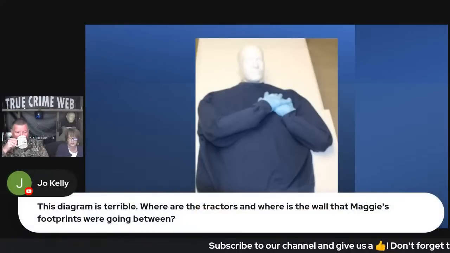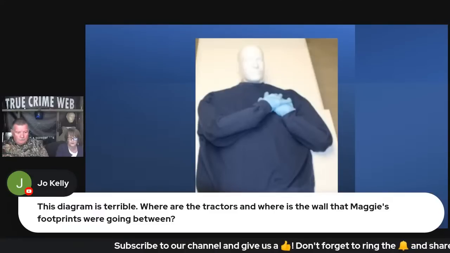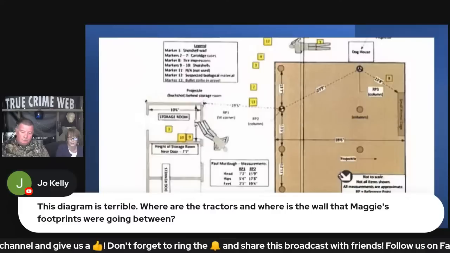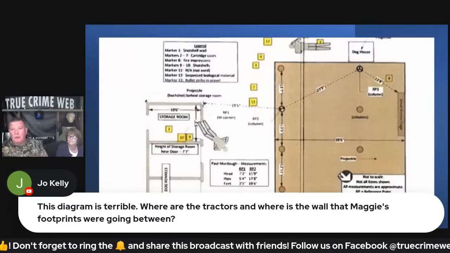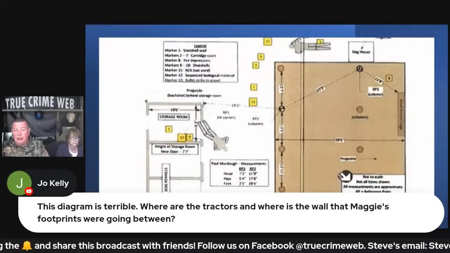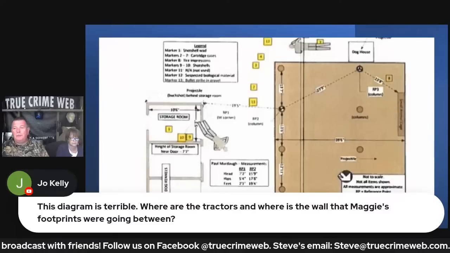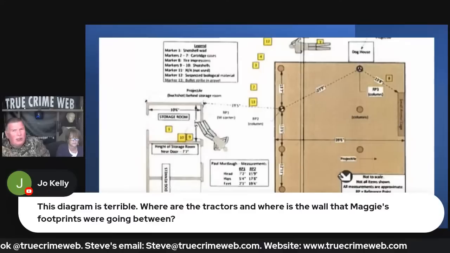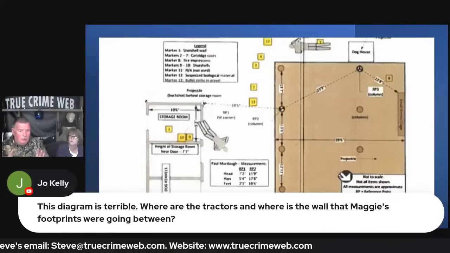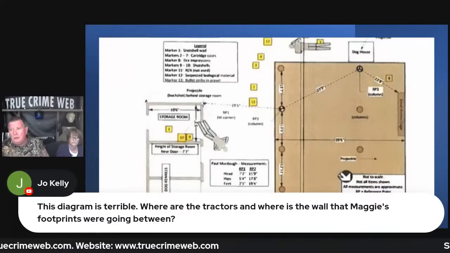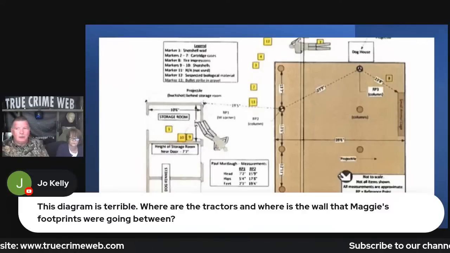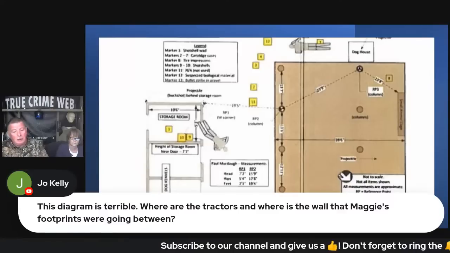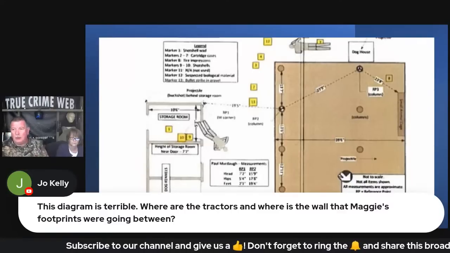Yes. Okay. And Joe Kelly, this diagram is terrible. Where are the tractors and where is the wall that Maggie's footprints were going between? Yes. And I know that they said that this was not to scale. And I absolutely, with all the modern technologies. Now, they said that they recreated it on some software and the jury saw much better. But whenever you go to a jury, let's not be lackadaisical about anything. That was extremely disappointing to me, that this is one of the things that brought in.